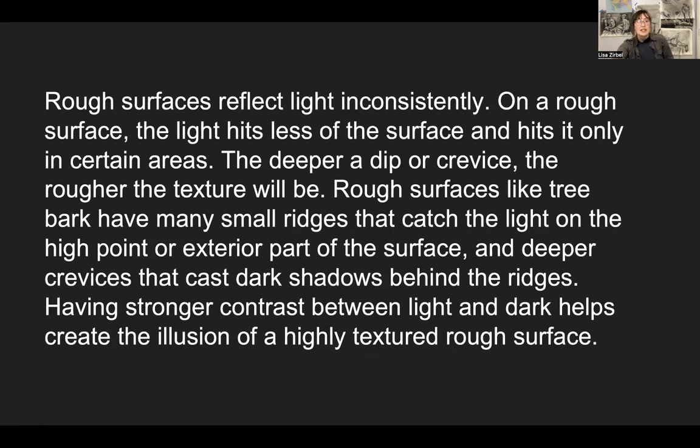Okay, rough surfaces. Rough surfaces reflect light inconsistently. The light hits less of the surface and hits it only in certain areas. The deeper a dip or crevice, the rougher the texture will be. Rough surfaces may have small ridges that catch the light on a high point or an exterior point of the surface, and deeper crevices that cast shadows beyond the ridges. Having stronger contrast between light and dark helps create the illusion of a highly textured rough surface.